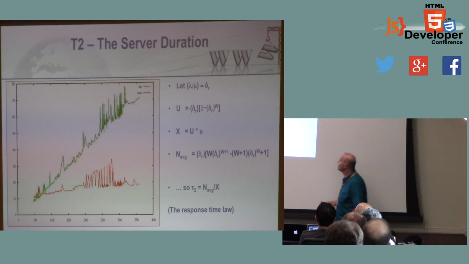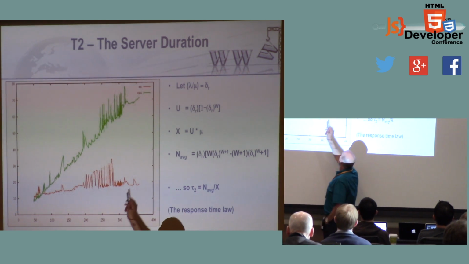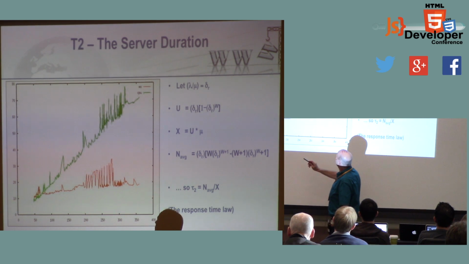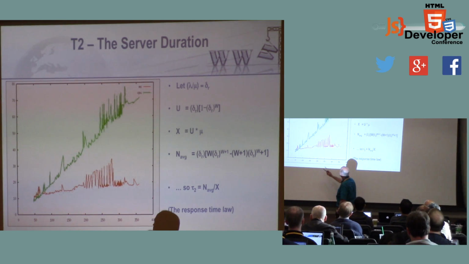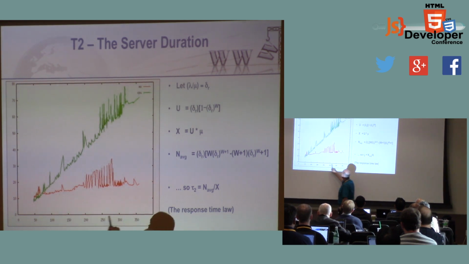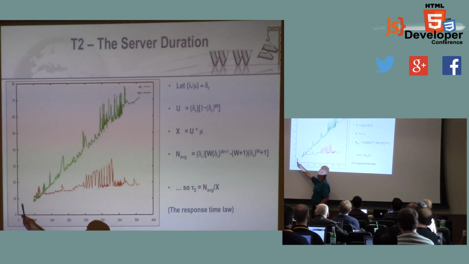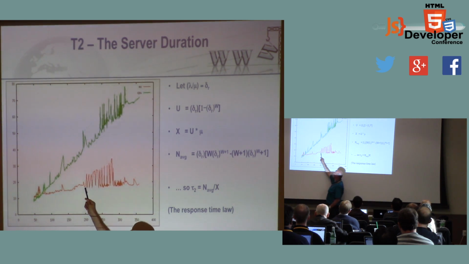So this is a Yahoo server. The green line is the CPU. The red line is the number of milliseconds of response time for an HTTP request, right? This is time in milliseconds. This is the number of users. So what do you think happened? Things were fine up to here, huh?